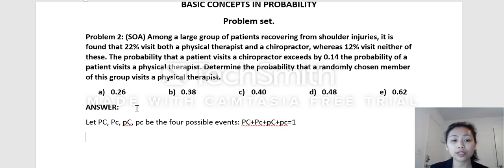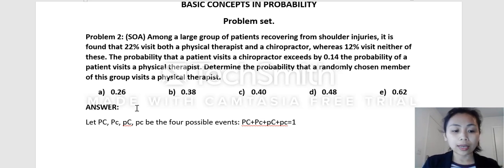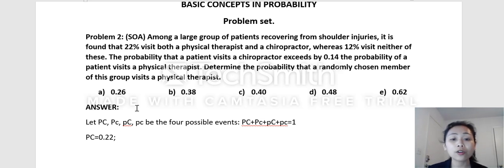Now we read the question again to collect information. It is said that 22% visit both. So we have capital P capital C is 0.22. You see that? 0.22. Next, whereas 12% visit neither. Visit neither means not physical therapists and not chiropractors. So we have little p little c is 0.12. You see that?